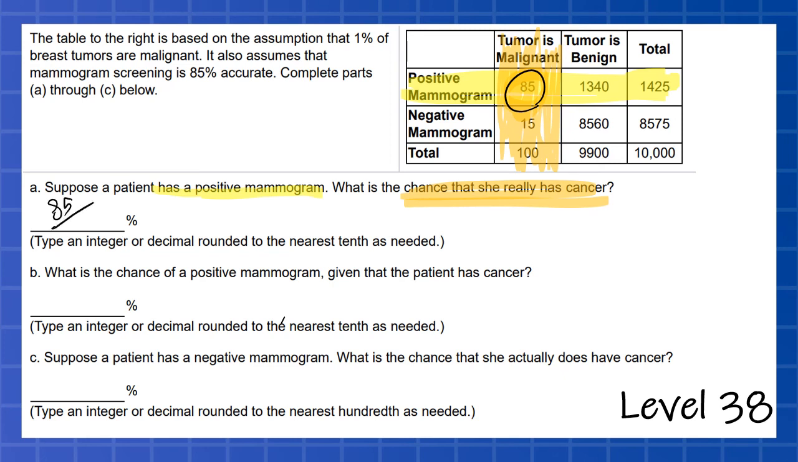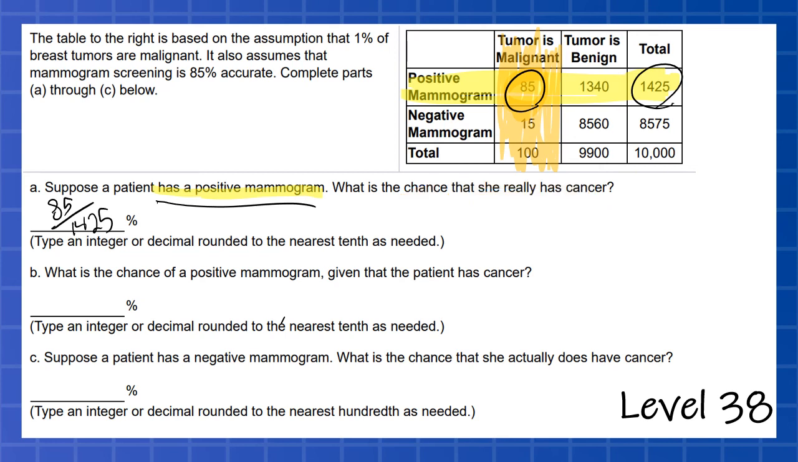But we're not talking about the absolute. We're not talking about the big picture, okay? So don't put 10,000 on the bottom. When we talk about total, we need to say, well, total of what? Total of the context. We said, first off, they have a positive mammogram. So the total that has a positive mammogram is right there, okay? So the total needs to be the context total. And if we go ahead and type that in, we're going to get our percent, okay? Let's look at another one.